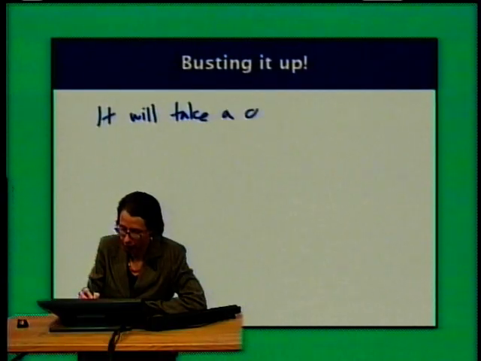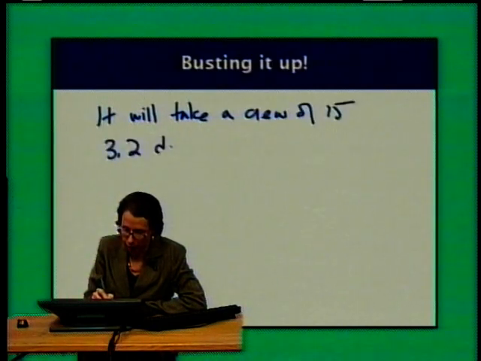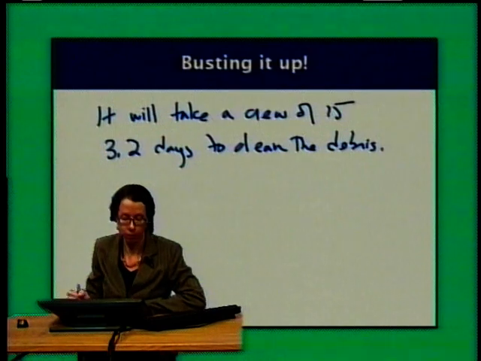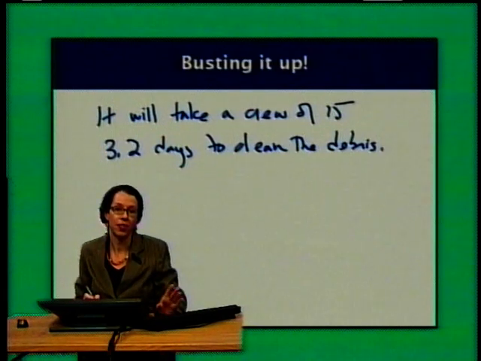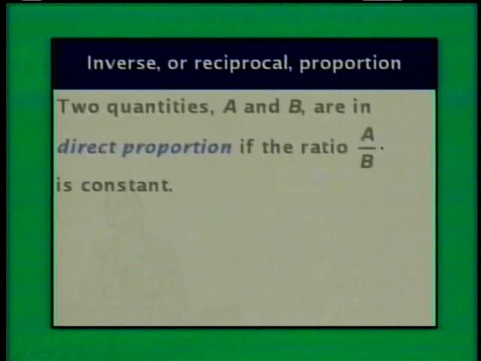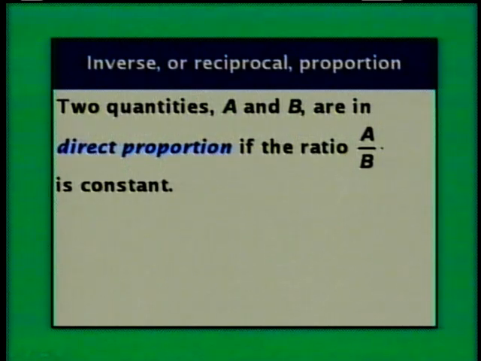It will take a crew of 15, 3.2 days to clean the debris. So before we finish this, let's just say something about these inverse or reciprocal proportions. So here's a direct proportion. This is what we've been working with in previous examples in this lesson. Two quantities A and B are in direct proportion if the ratio A to B is constant.